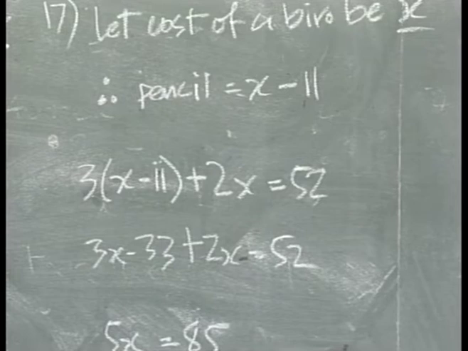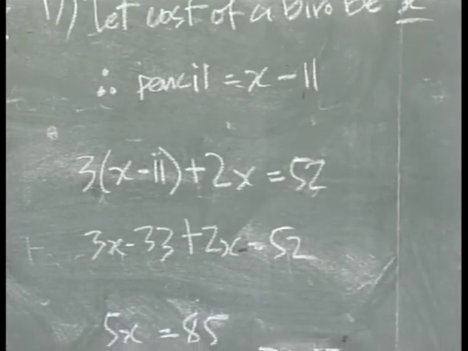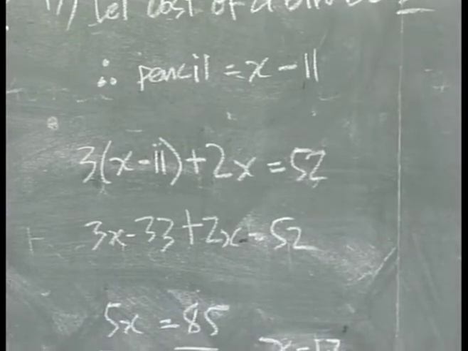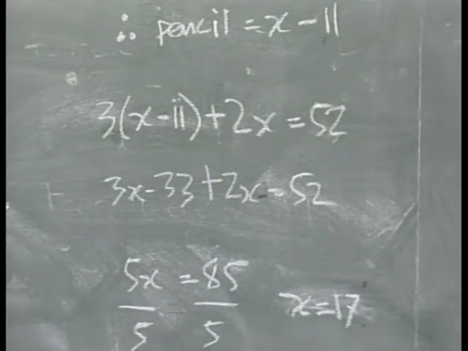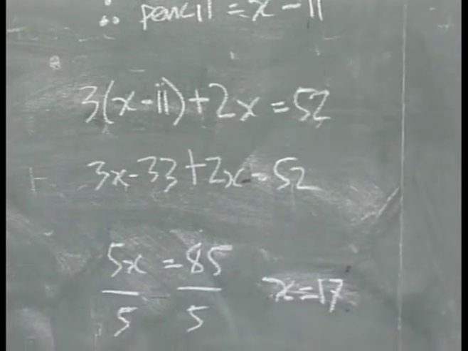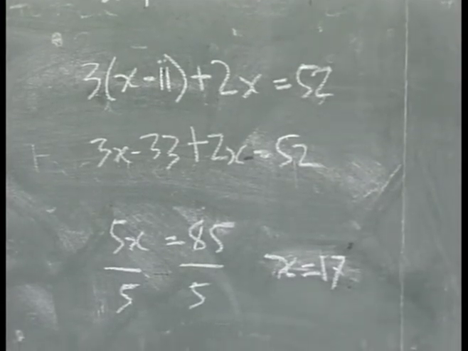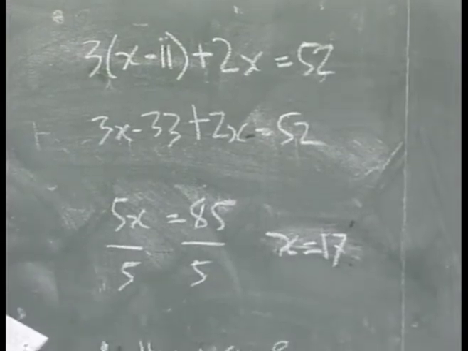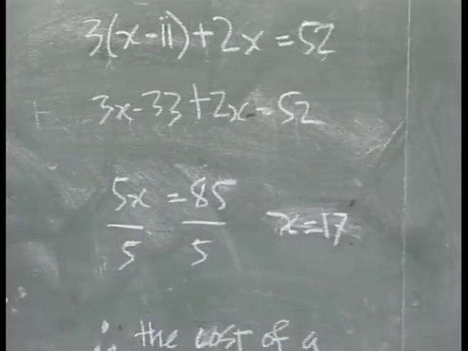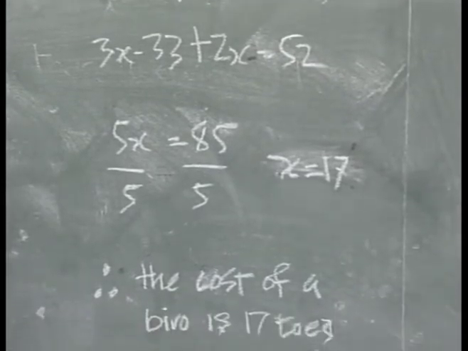And you multiply 3 pencils, 3 times x minus 11, plus 2x equals 52, which gives 3x minus 33 plus 2x equals 52. Then I found the like terms, and I ended up with 5x equals 85. You then divide by 5 on both sides to find x. Therefore, the cost of a biro is 17 toya.